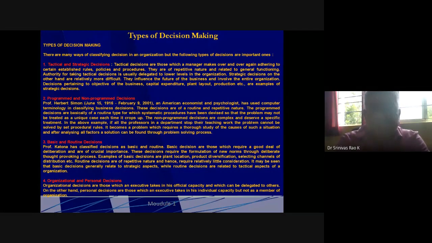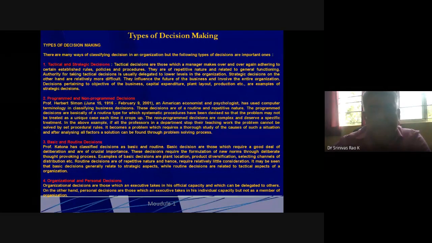Strategic decisions are taken at the higher level and are relatively more difficult. They influence the future of the business and involve the entire organization. They are decisions pertaining to the objective of the business, capital, plan, layout, production, for example. Now, the programmed and non-programmed.